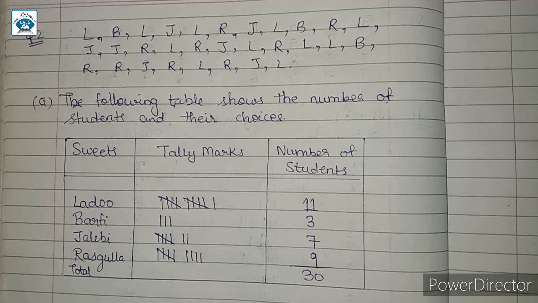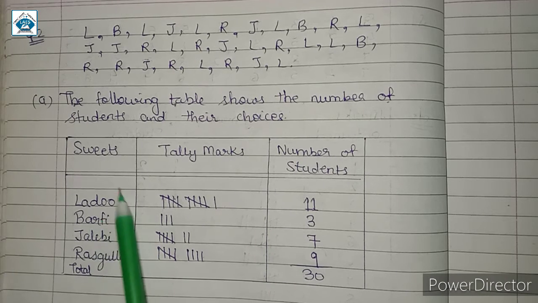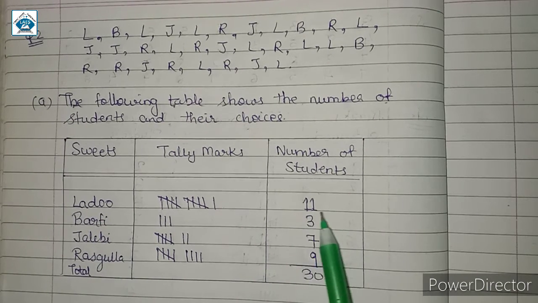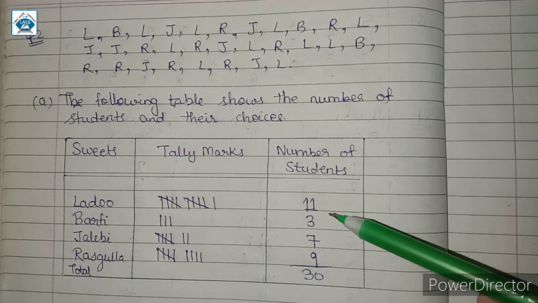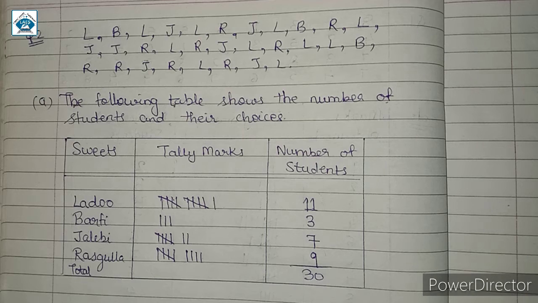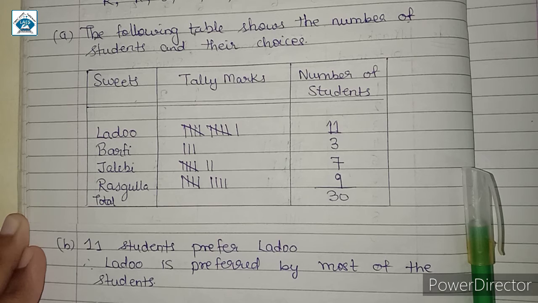In the B part, we are asked which sweet is preferred by most of the students. So from the table, it can be observed that laddu is preferred by 11 students, and the other numbers in the table are smaller than 11. No number is greater than 11 in the table. So from the table, it is clear that most of the students, that is 11 students, prefer laddu. In this way, you have to write the solution in your notebook.